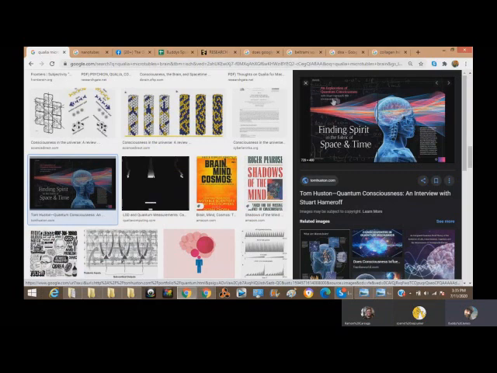This book looks Stuart Hameroff. Okay. But either way, this looks beautiful. This looks great.